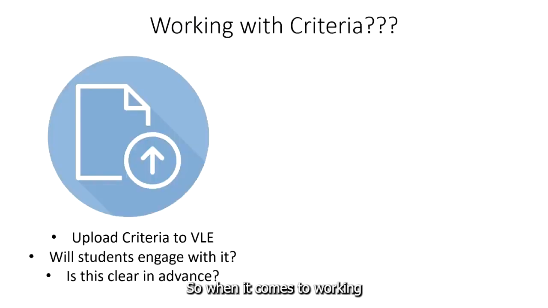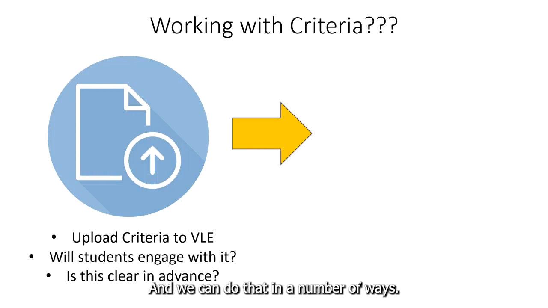So when it comes to working with criteria, quite often the practice is that we put the criteria onto the VLE, and the question is, will our students engage with this? Now technically we've put them on the VLE and they're available in advance, but I want us to focus in on that word clear and how students might understand clear. Now one of the ways that we could suggest working with this is that we get students to actively work with criteria, and we can do that in a number of ways.